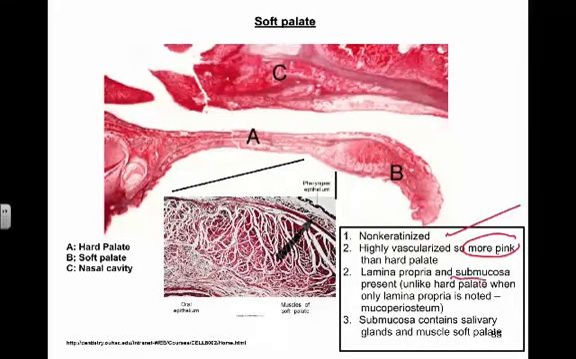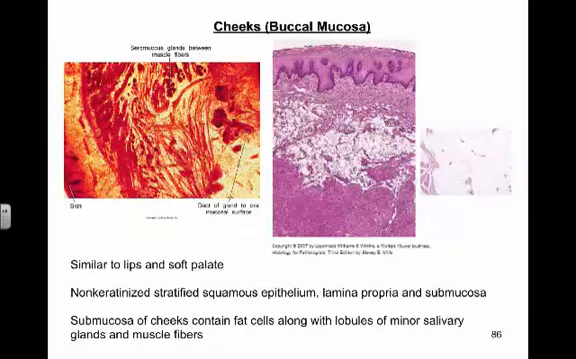So here, the difference between the hard palate and the soft palate is this. The soft palate, because it's softer, has the presence of a submucosa. I know I'm repeating myself, but you'll learn it. The hard palate, really, is only lamina propria that fuses with the periosteum, and it's called mucoperiosteum. So because it has a submucosa, there's a lot of reasons.